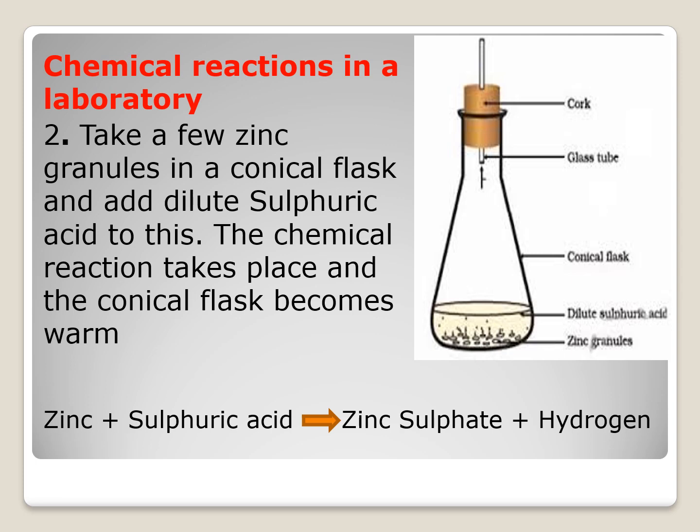Another example of a chemical reaction which can be conducted in your laboratory is between zinc granules and dilute sulfuric acid. Take a few zinc granules in a conical flask and add dilute sulfuric acid to this. The chemical reaction takes place and the conical flask becomes warm. The reaction can be written as zinc plus sulfuric acid gives zinc sulfate and hydrogen.